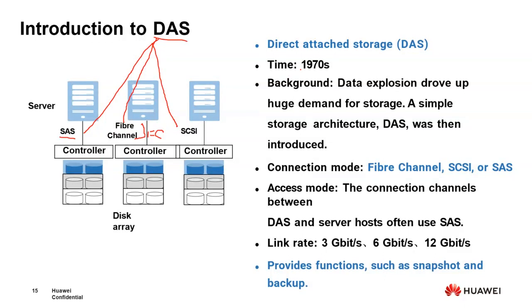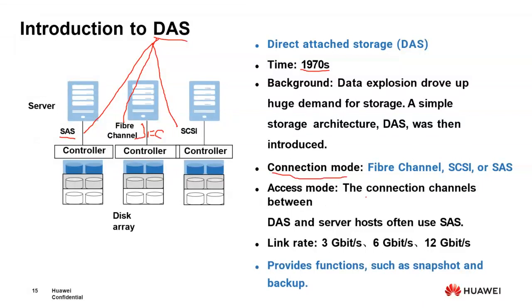It was first created in 1970. The full meaning of DAS is direct attached storage, because it's directly attached to the server. But it's done through what? A SAS, or through FC, or through SCSI. These are the protocols that help the connection. So the connection mode is through fiber channels, SCSI, or through SAS.